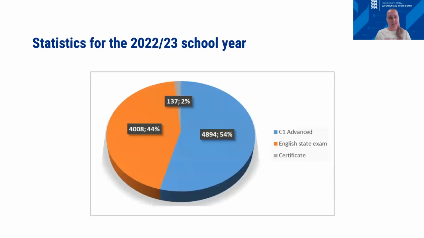And maybe a little bit of statistics also to share with you. Last school year, we had more than half of the students taking the C1 Advanced exam. It was 54% of them. Then we had 44% of the students taking the English state exam, and then a bit more than 100 students presenting the certificate that they had taken on their own. So this was the statistics for the students who choose to take the state exam in English.